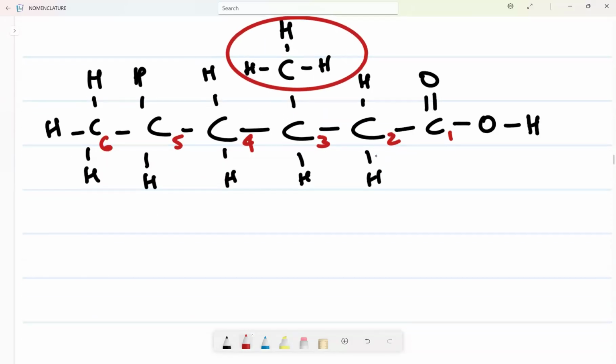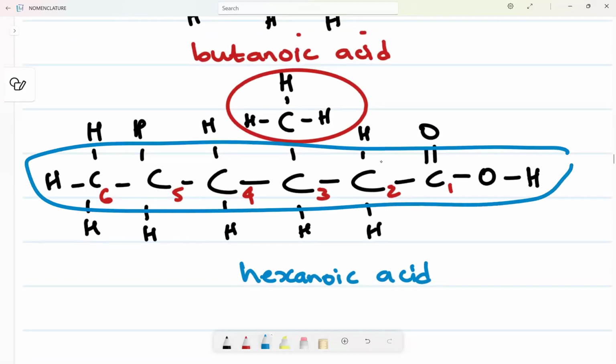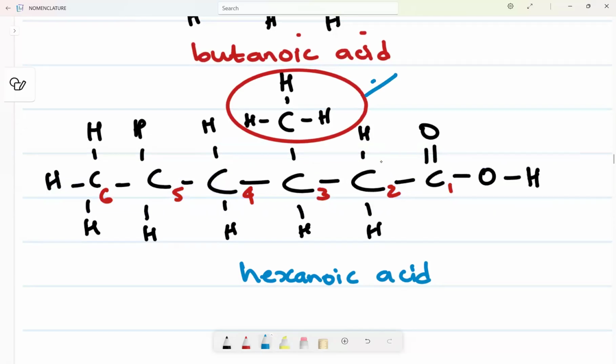So I'm gonna say, okay, first things first, let's start. What is the longest chain? Longest chain, it is hex. So it's gonna be hexane. Remember, I'm gonna add oic acid, hexanoic acid. But now, before hexanoic acid, there is something that I'm left with. Remember what I just named? It is this one. But instead, I also have a branch. That branch is on carbon number 3, and it is a methyl. So it's going to be 3-methylhexanoic acid. As simple as that.